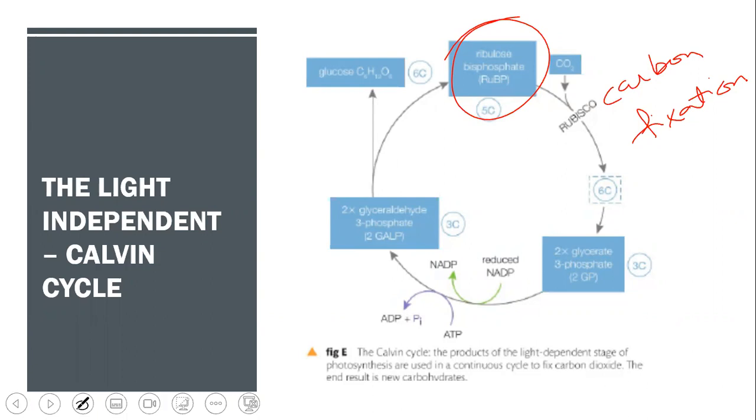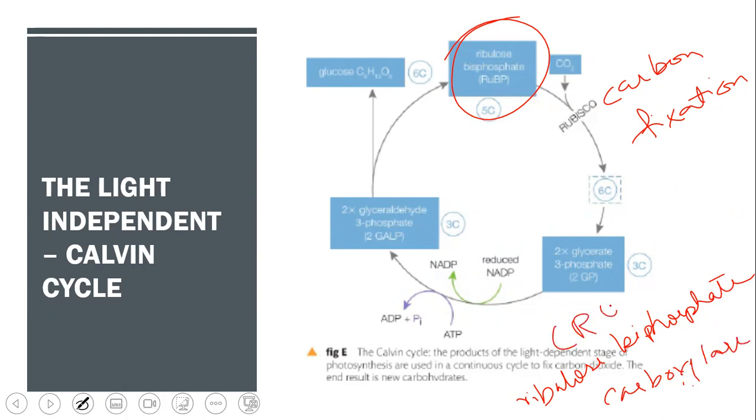Now, what is going to end up happening? This step is done with the help of an enzyme. The enzyme is known as ribulose bisphosphate carboxylase, or you can use the short form, Rubisco. So Rubisco is needed for this carbon fixation to take place. And this is the rate limiting enzyme in the process. So if Rubisco is saturated, the rate of reaction will be limited.